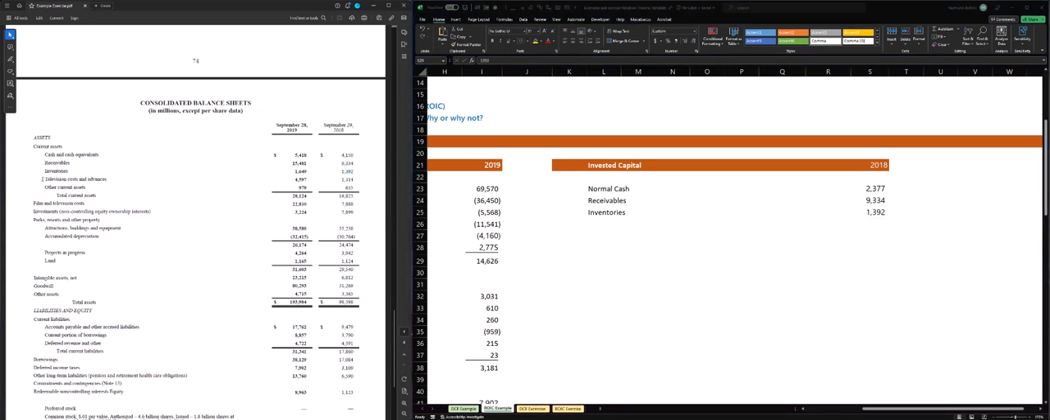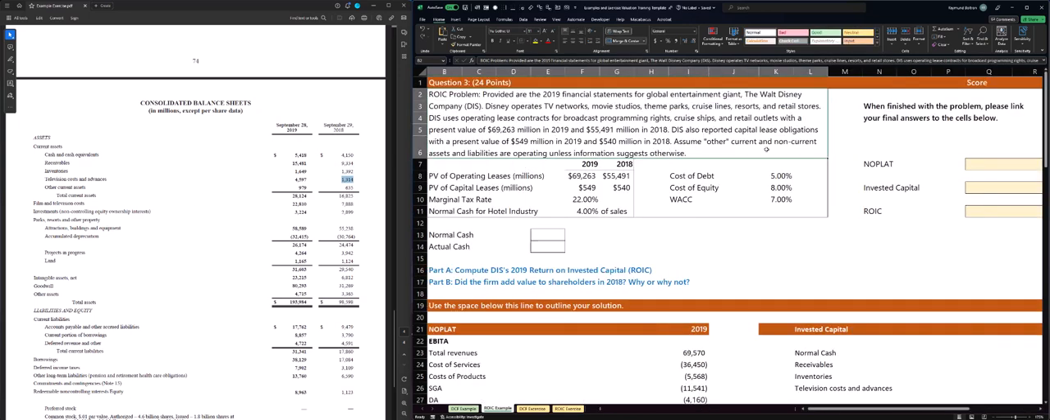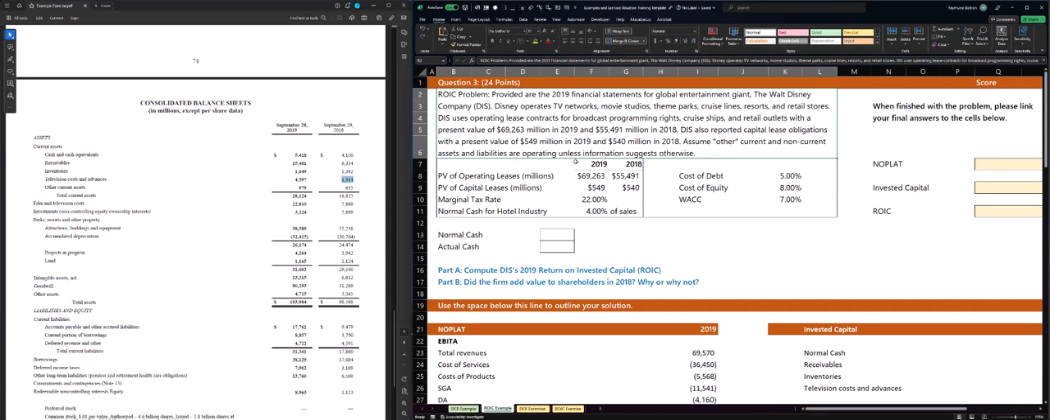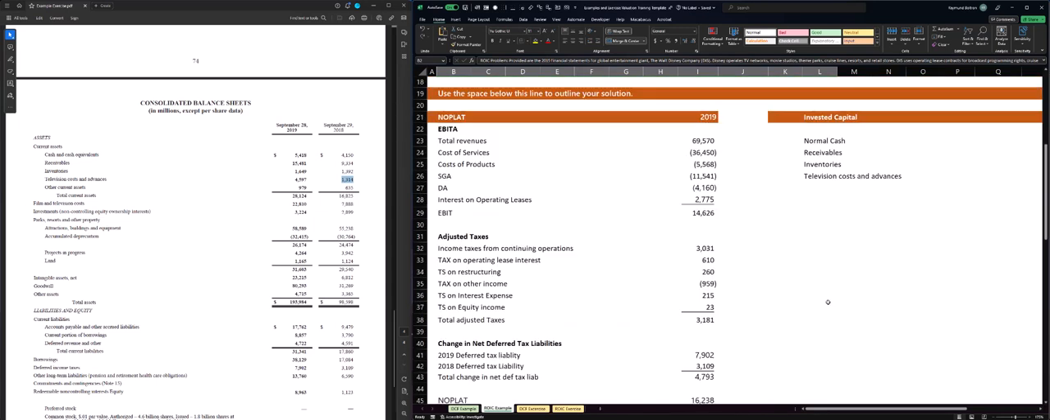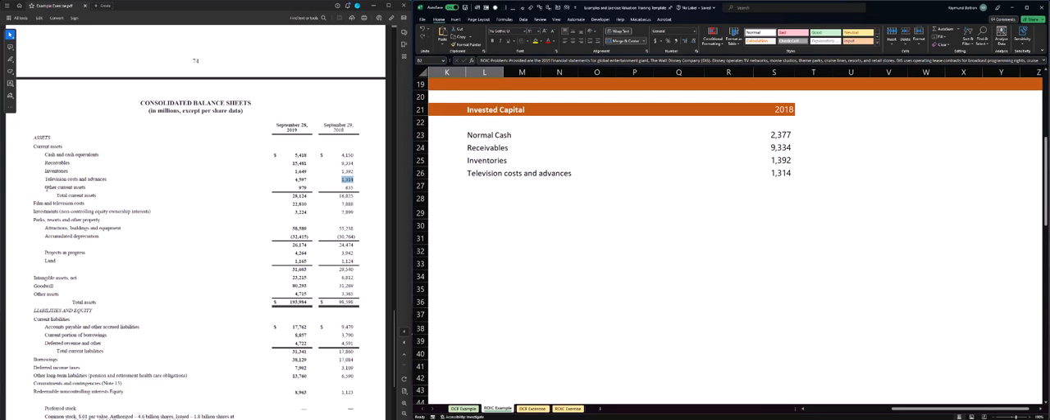What's next? Television costs and advantage. Okay. And then this. Well, other current assets. We said assume other current and non-current assets are operating unless information suggests otherwise. So we're gonna assume that the other current assets is operating. Yep.